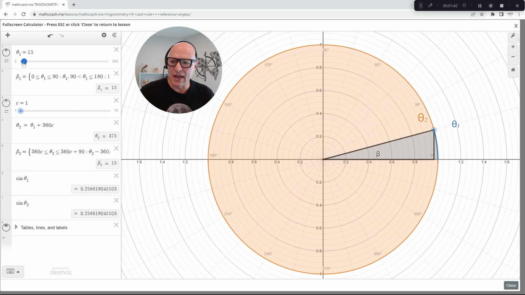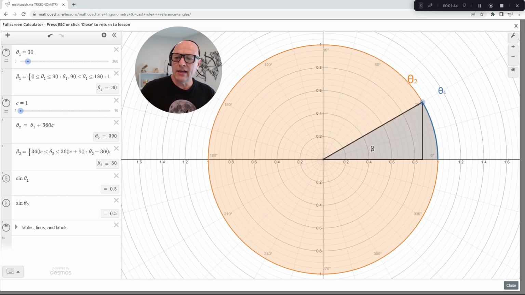Okay, let me set it back to 30 degrees and let me explore this part of it. So if I were to change this so that we went 2 complete cycles around the circle, in that case theta 2, a coterminal angle, exists at theta 1, 30 degrees, plus 360 times 2, 720, plus 30 is 750 degrees. So another coterminal angle. And another one at 1110, and another one at 1470, and so on.